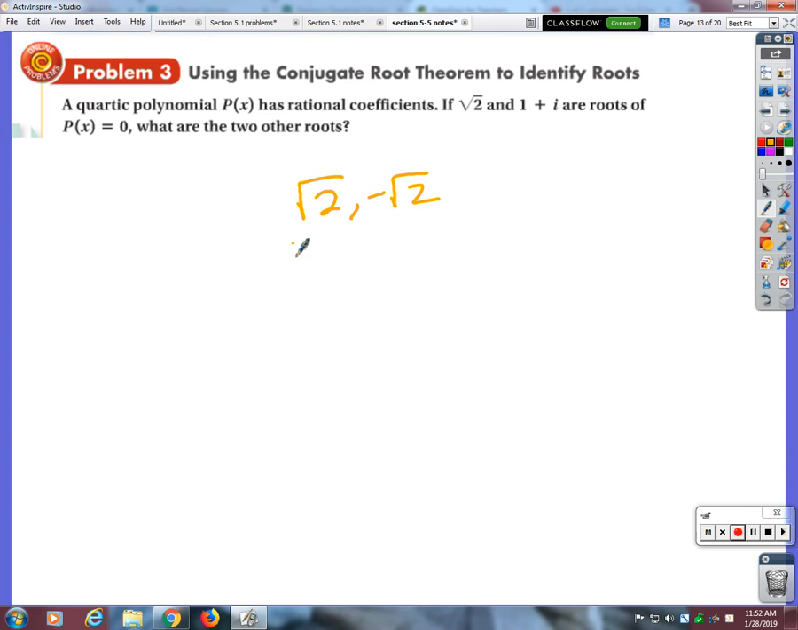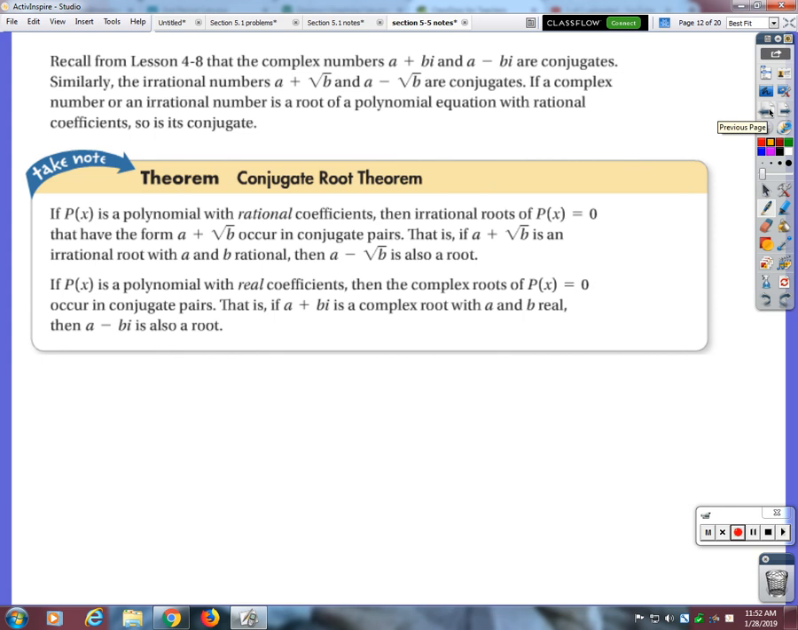Okay, then if you have 1 plus i, you need to remember that i is the square root of -1, right? So if you have 1 plus i, then you will also have 1 minus i, okay? So that's what this slide back here is talking about: anytime you have a positive square root, you will have a negative square root that goes along with that, okay?